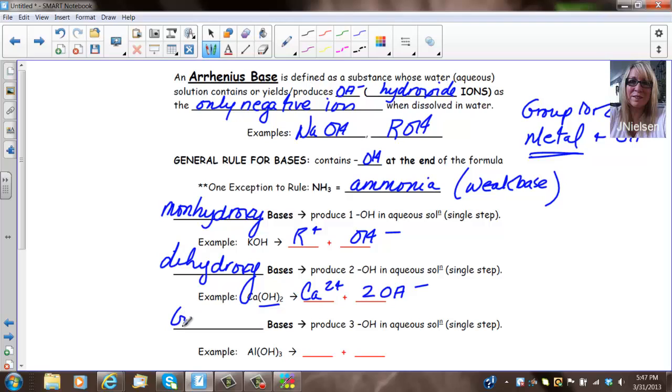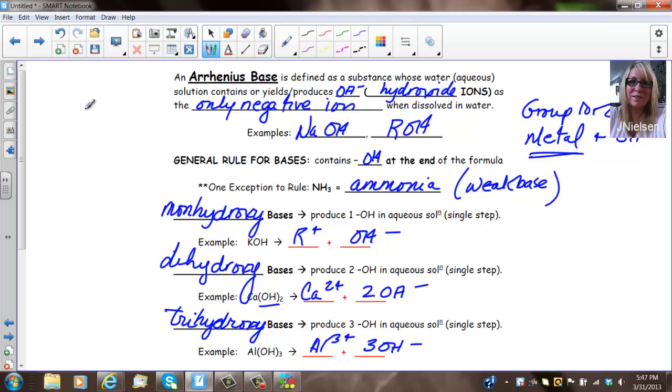And in a trihydroxy base, we have 3 OH groups. So here we would have Al3+ and 3 OH-.